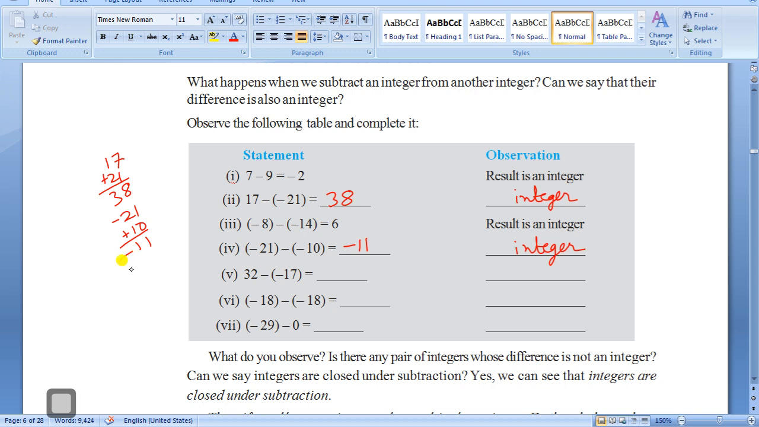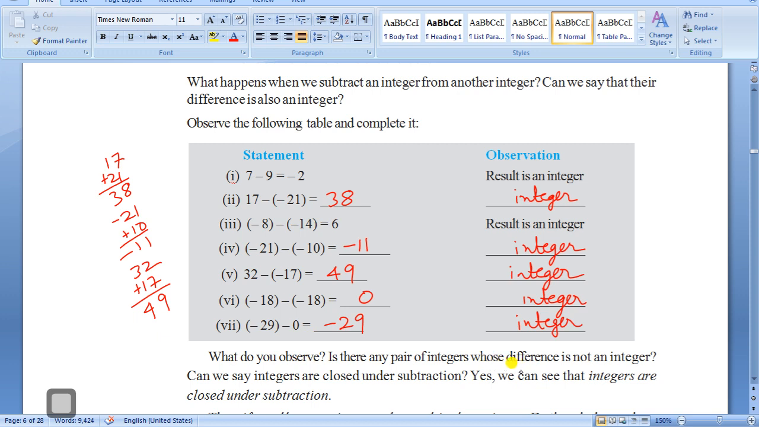The next one is 32 minus of minus 17, that is 32 plus 17, which is equal to 49. It is also an integer. Minus 18 minus of minus 18, minus 18 plus 18 is equal to 0. It is also an integer. And the next one is minus 29 minus 0 is equal to minus 29, and that is also an integer. In all these cases we find that the result is an integer.